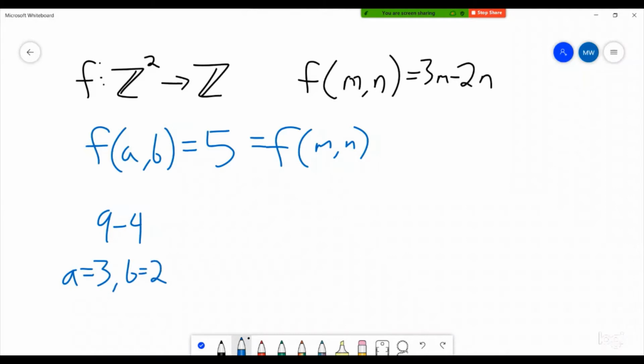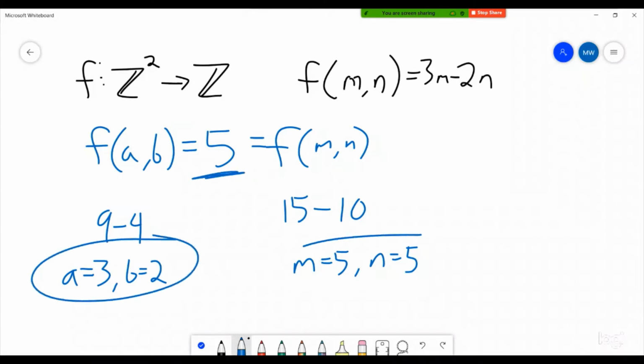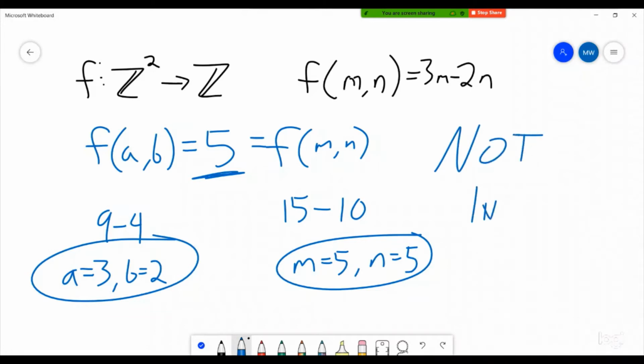That's one way to get it, but we could also get it by having m equals 5 and n equals 5, because then we get 15 minus 10. So there's two different ways to get the same output. And so because we have two different ways to do it, this tells us that this is not injective.